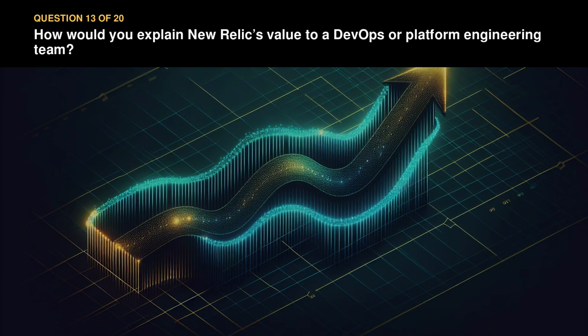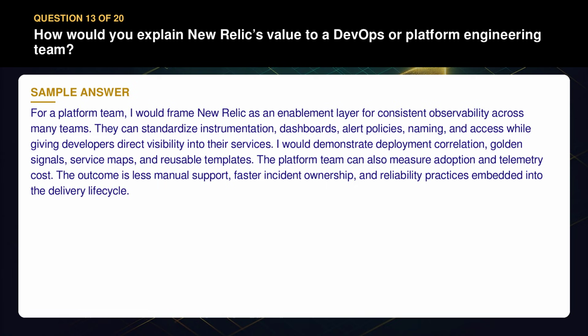Question 13. How would you explain New Relic's value to a DevOps or platform engineering team? For a platform team, I would frame New Relic as an enablement layer for consistent observability across many teams. They can standardize instrumentation, dashboards, alert policies, naming, and access while giving developers direct visibility into their services. I would demonstrate deployment correlation, golden signals, service maps, and reusable templates. The platform team can also measure adoption and telemetry cost. The outcome is less manual support, faster incident ownership, and reliability practices embedded into the delivery lifecycle.